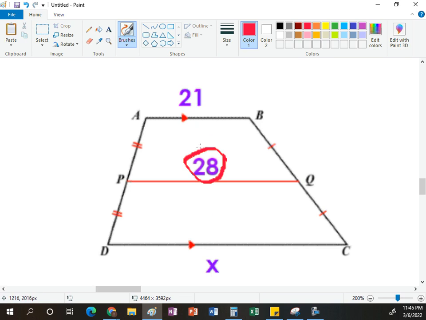So however far it is from the 21, however much bigger it is, x will be that much bigger than 28. In other words, in this problem, to get from 21 to 28, we have to simply add 7. This is just add 7 to get here. So to get from the 28 down to x, we're simply going to add 7 again.